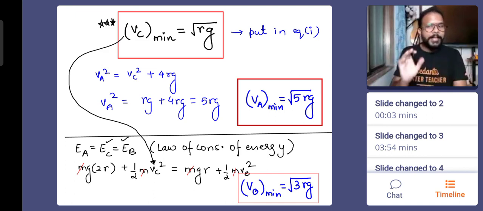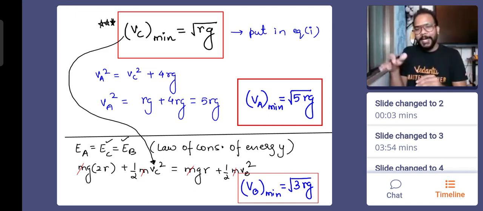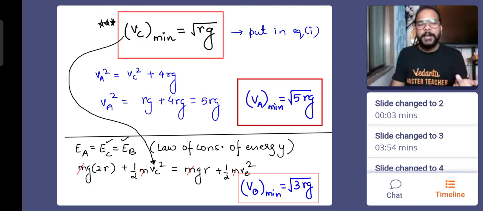And it is a very symmetric order. Bottommost point root 5rg, middle point root 3rg, topmost point under root rg. Okay, if you want, you can check for point D also. D and B will have the same energy.